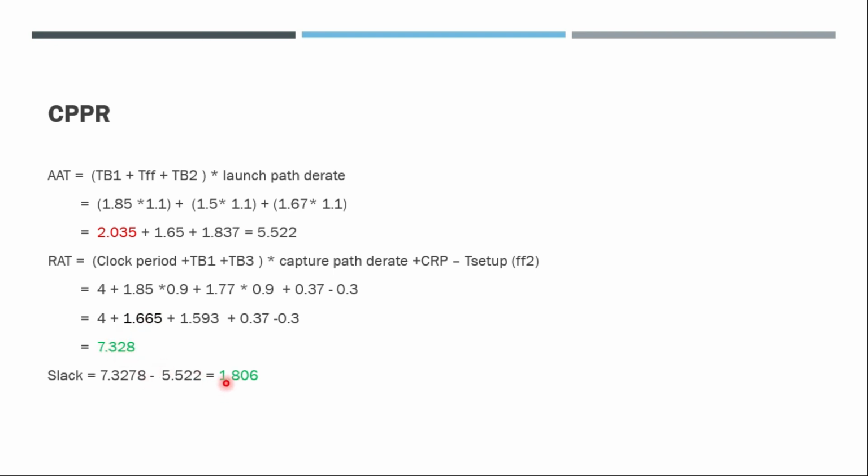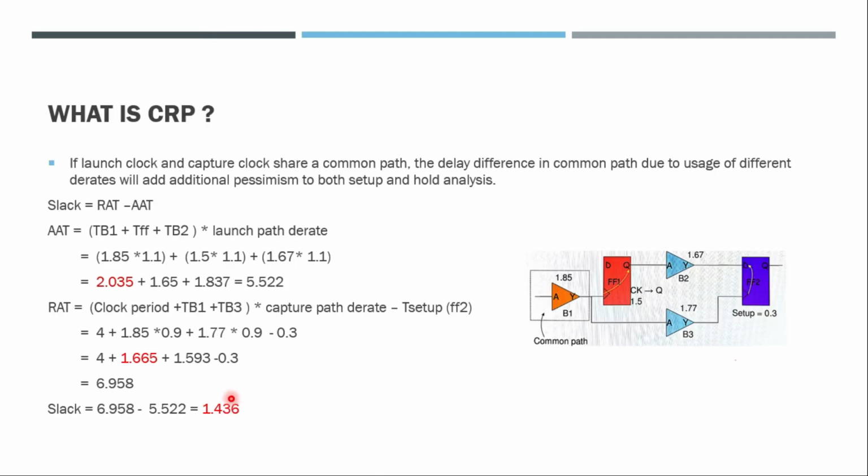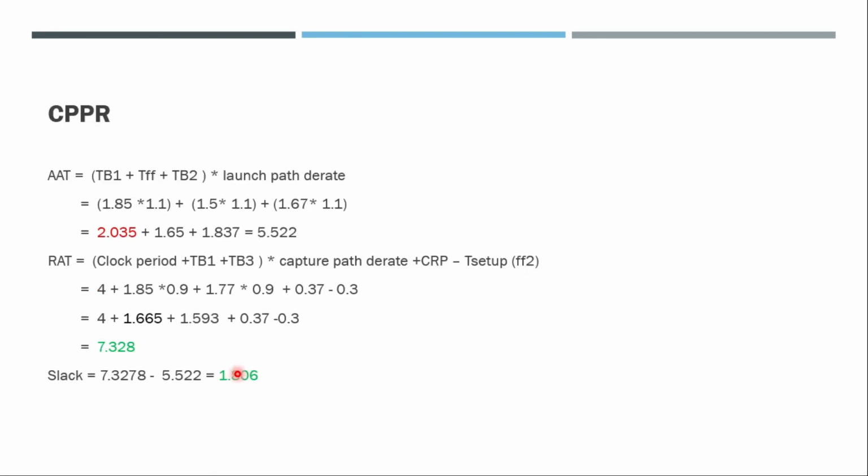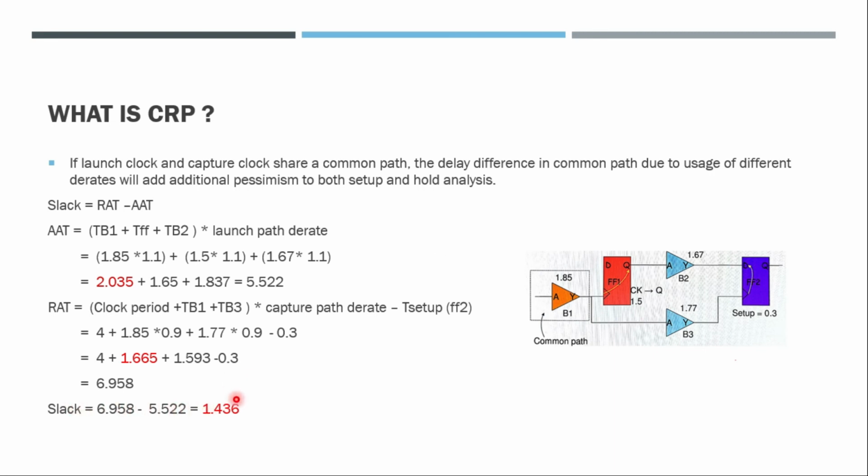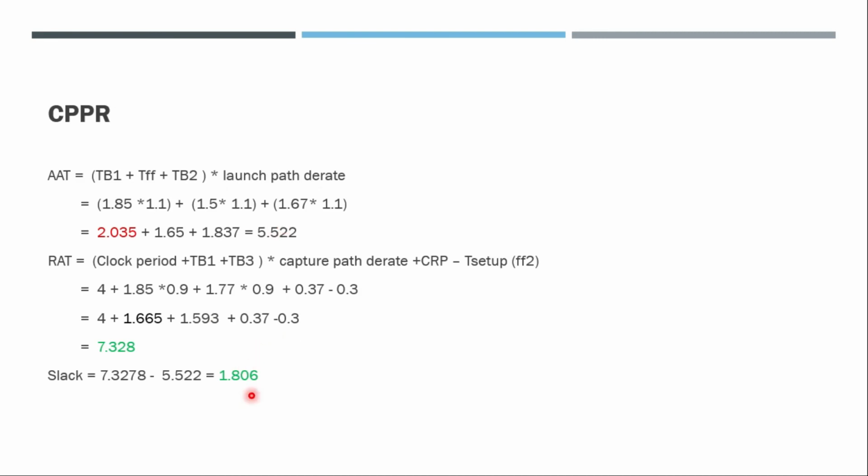Then if you subtract, you will see that the value is actually 1.806. The slack is actually positive, 1.806, but it was shown as 1.436. Let's say the slack was actually 0.4 here, then it would have shown as negative. Then the person would have tried to fix this, even though the slack was actually positive, and would have overfixed this and got some other problem. That's the reason why it is called pessimism. So it is removed by this technique.